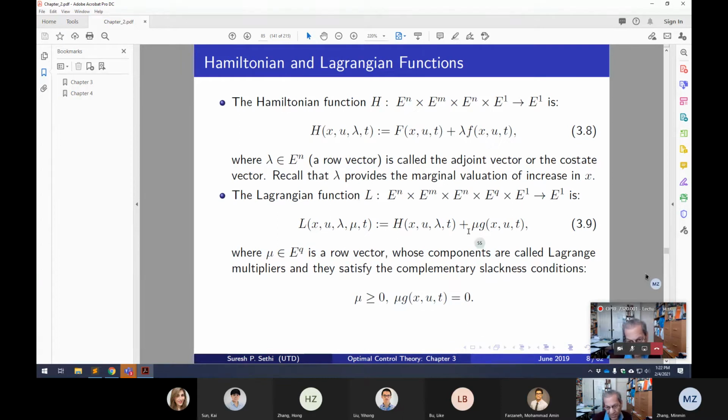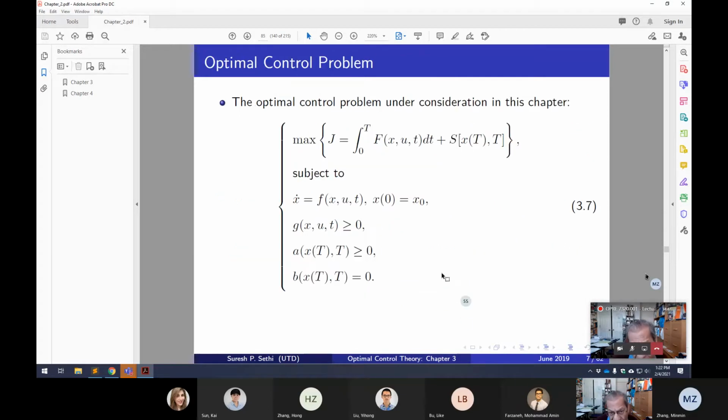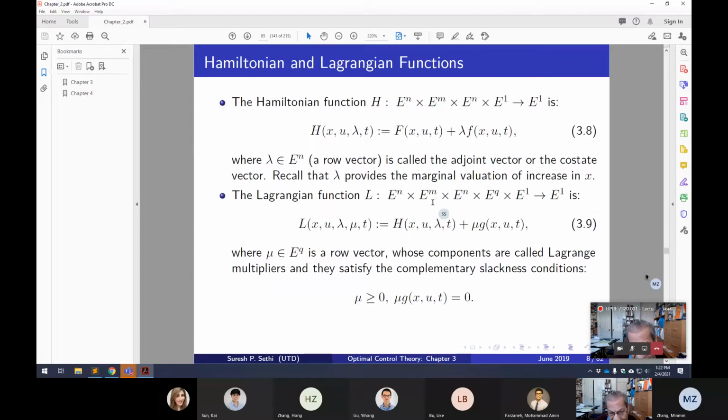Okay? So if G was equal, then what happens is that this will always be 0. So I don't have to put any constraint on this. But if G was bigger than or equal to 0, then I need to put this constraint on that. So that's called the complementary slackness condition. It also means that if G was strictly bigger than 0, suppose at some point this G was strictly bigger than 0, then this mu is equal to 0.